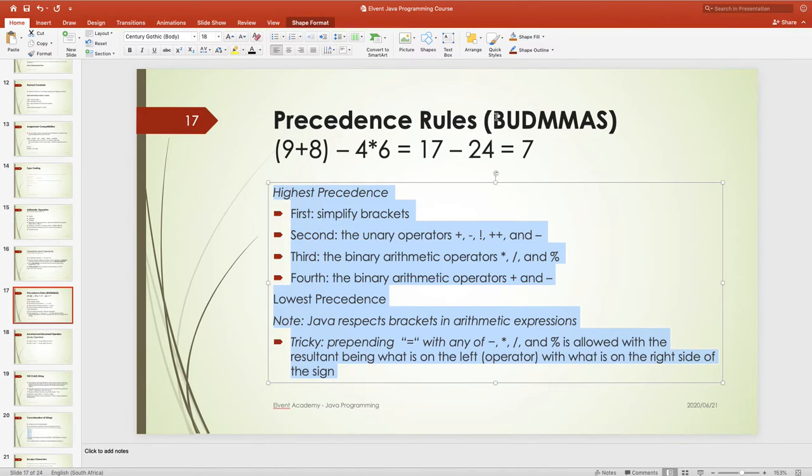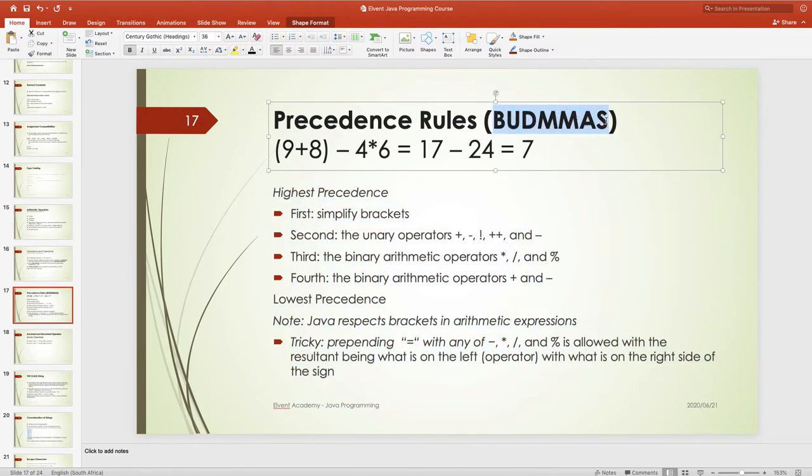By the way, I gave you a nice representation here. It means please solve brackets first, followed by unary operators, followed by division, multiplication, modulus, add, subtract. Just in this order, it will work for you. Though you can actually switch subtract and add, or division, modulus, and multiplication, but this will still work. Okay. Java respects brackets, as you saw here.